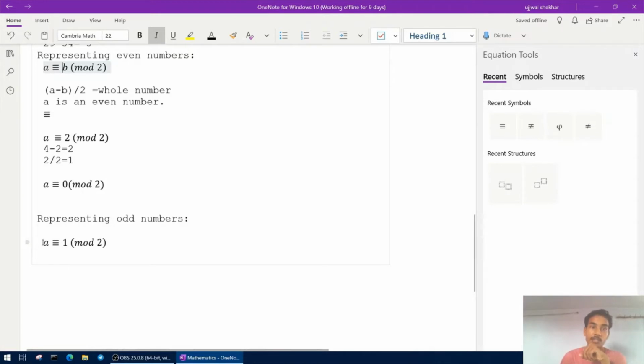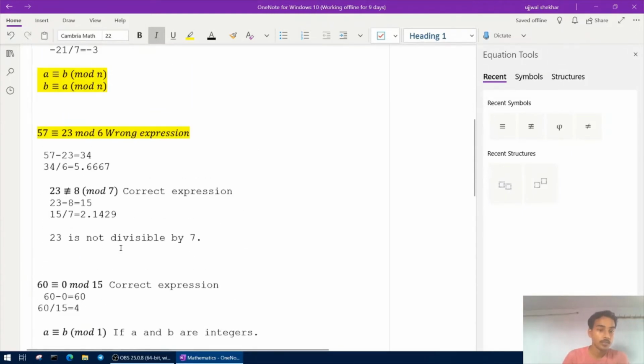Similarly, to represent an odd number, we can say a is congruent to 1 mod 2. Every time we divide a number by 2, if we get a remainder of 1, you can say that number is an odd number, right? So this is how we represent an odd number in congruence relation.